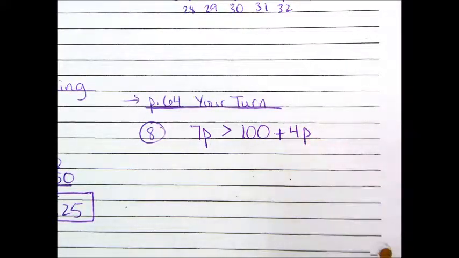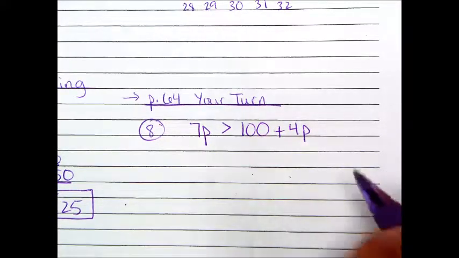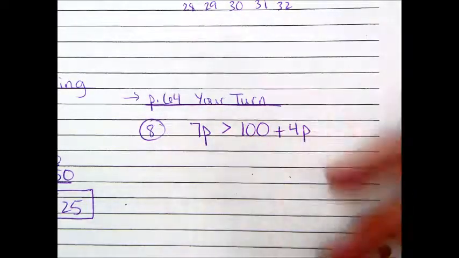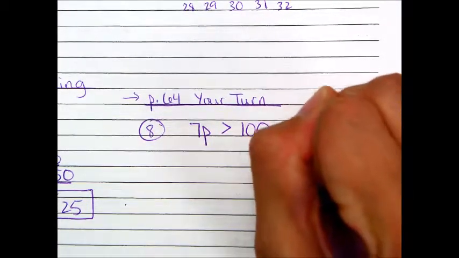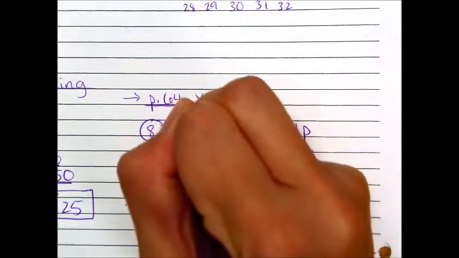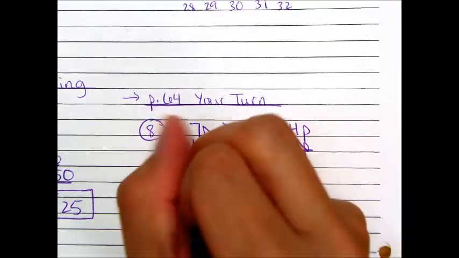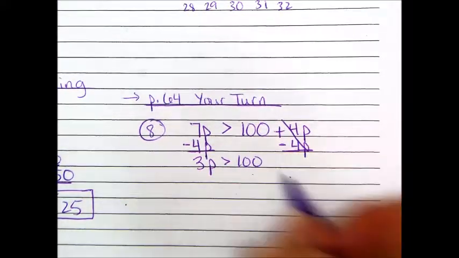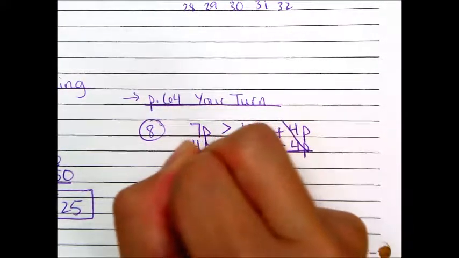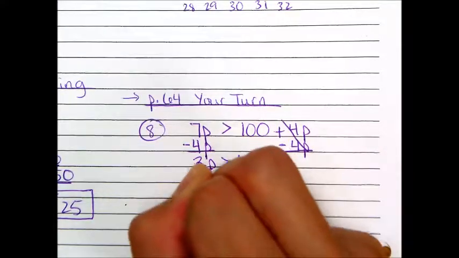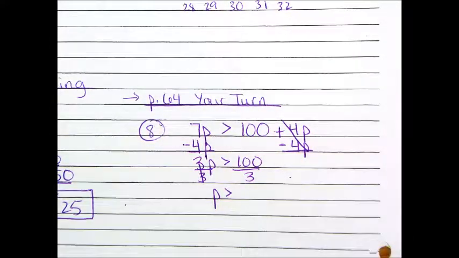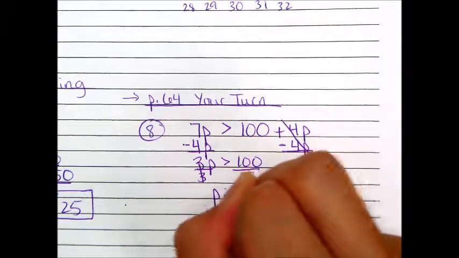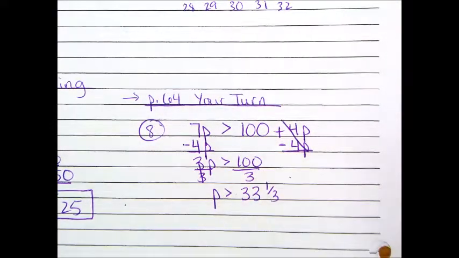Now, if we solve that, that will tell us how many pizzas they need to sell. So I have a 7p and a 4p. I can't have a variable on both sides. So let's eliminate the 4p by subtracting 4p on both sides. So that's going to leave me with 3p is greater than 100. And then I'm going to divide by 3. So if I do 100 divided by 3, it does not come out nice and evenly. It comes out as like 33 and a third, or 33.3 repeating.